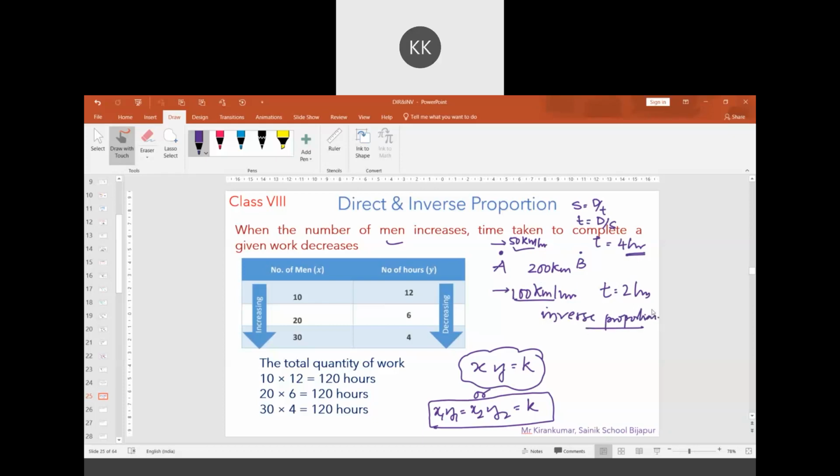This is one example. Can you give another example? Any other example? Just think. Not getting any situation? Sir, 10 people finish the work in 6 days, sir. 30 people in 2 days, sir.